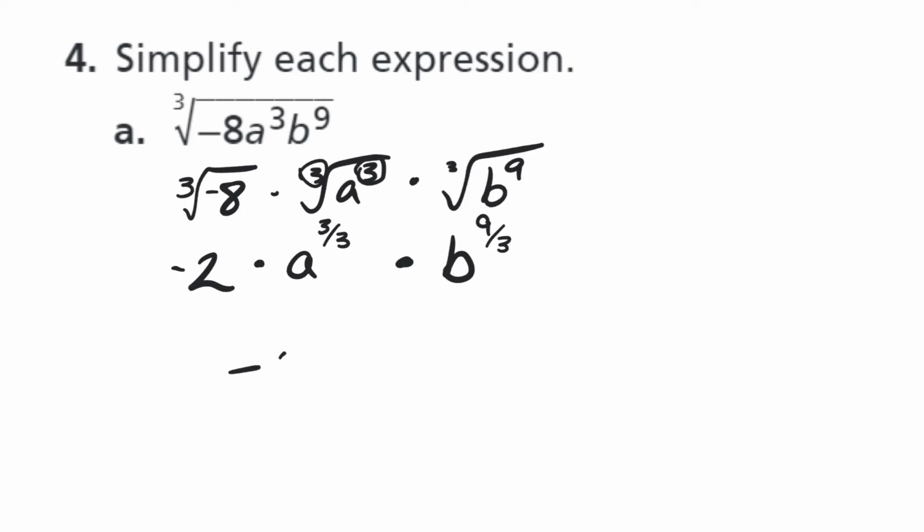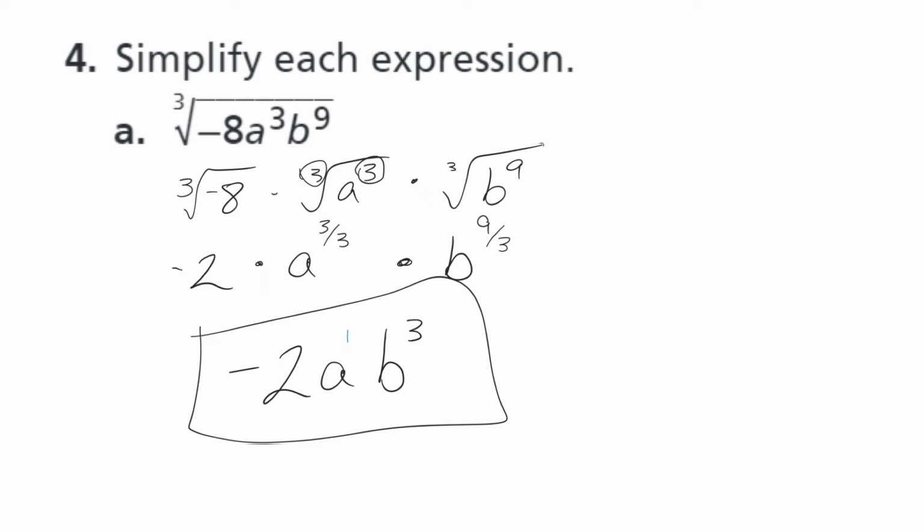So what we get here is 3 divided by 3 is a to a 1 power essentially, but we don't have to say 1. And then we have b to the 9 divided by 3. Well, 9 divided by 3 is 3. So our answer is this, -2ab to the third power.